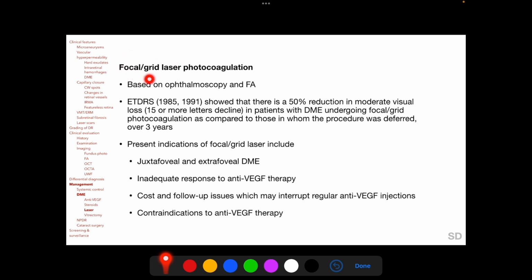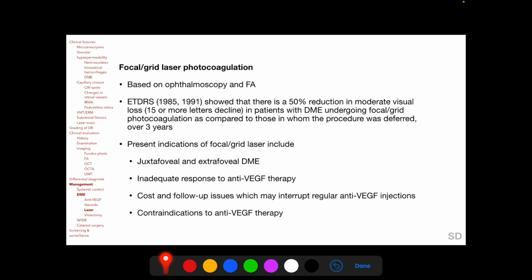Focal and grid laser photocoagulation, which was the first-line treatment for diabetic macular edema prior to the introduction of anti-VEGF injections, is based on ophthalmoscopy and fluorescein angiography and not on optical coherence tomography. The ETDRS showed that there was a 50% reduction in moderate visual loss, defined as 15 or more letters decline on ETDRS chart in patients with DME undergoing focal and grid photocoagulation as compared to those in whom laser procedure was deferred over a period of 3 years.